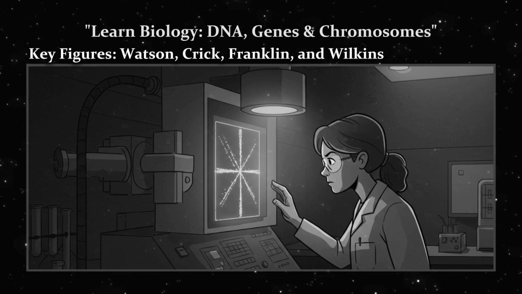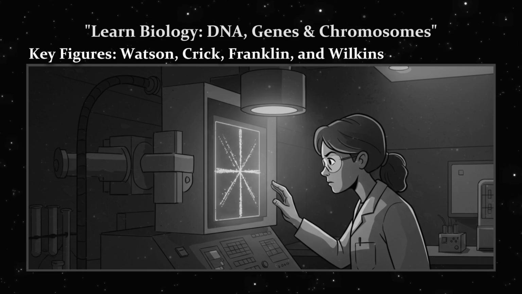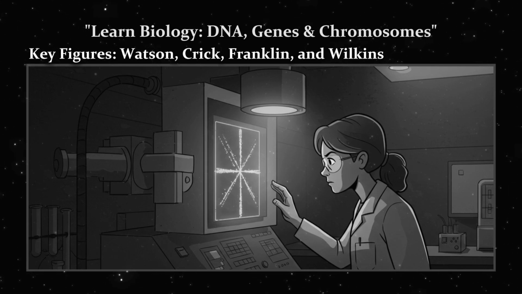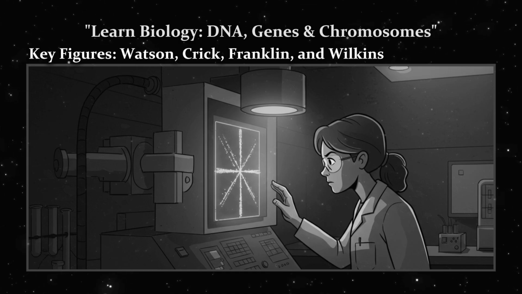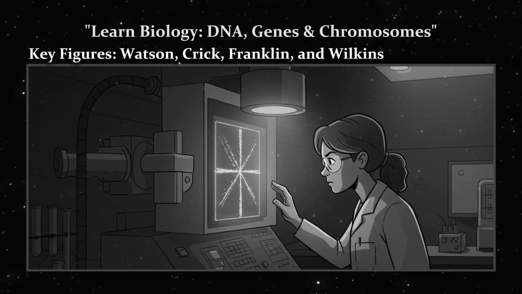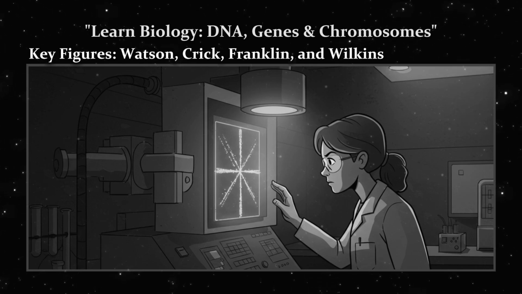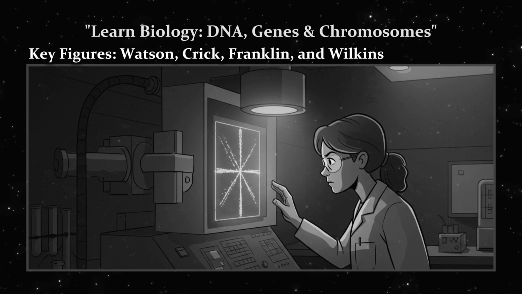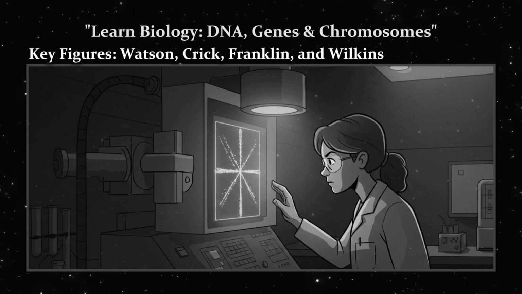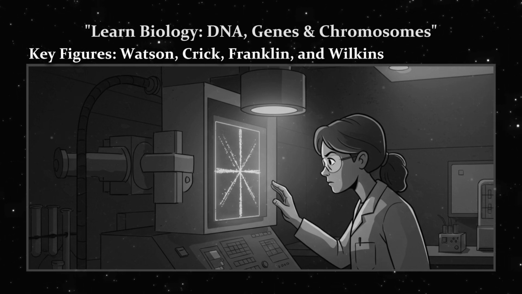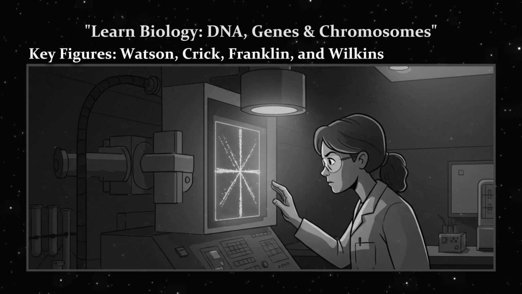The second location is the Cavendish Laboratory at Cambridge University. Here, a different approach was being taken by James Watson and Francis Crick. Watson was a very young American biologist, brash and singularly focused on discovering the structure of the gene. Crick was a British physicist, slightly older, known for his brilliant mind and infectious laugh. They were not experimentalists in the same way Franklin and Wilkins were.